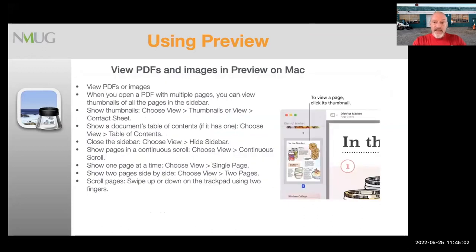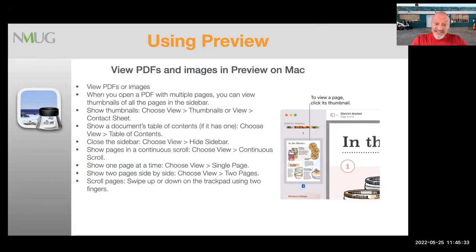Now, ways to view PDFs and images in Preview on the Mac. Basically, when you open a PDF with multiple pages, you can view thumbnails of all the pages in the sidebar. Again, you can choose View, Thumbnails or View, Contact Sheet, depending on the layout of the document. If there's a table of contents, under the View menu there will be a Table of Contents option. You can choose View, Hide Sidebar.